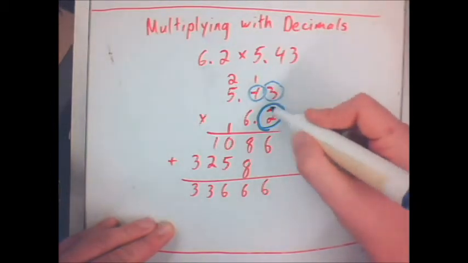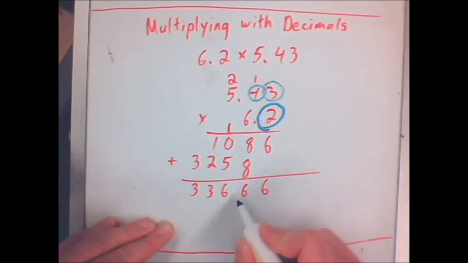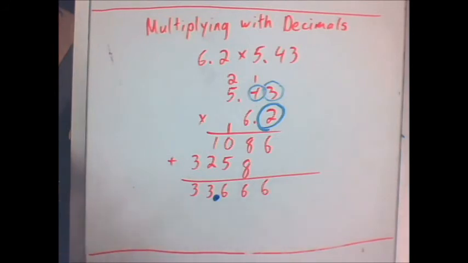So since there are 3 digits on the right, I start here and I count back 1, 2, 3, and this is my answer. 33.666 is my answer for that multiplication. Hope this helps. Let me know if you have any questions.